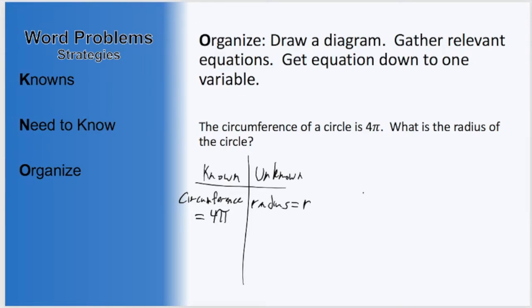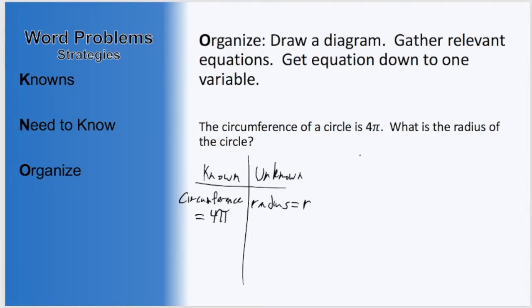Next, we've reached the O for organize. If we can, and haven't already done so, it's at this point we should draw a diagram based on our problem. We should go ahead and label the diagram with all our knowns and variables as well. It's at this point we also want to collect equations relevant to our knowns and unknowns. In more complex problems, our goal will be to try to get down to one equation with one unknown in it.